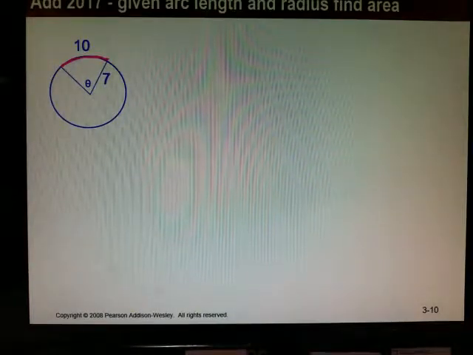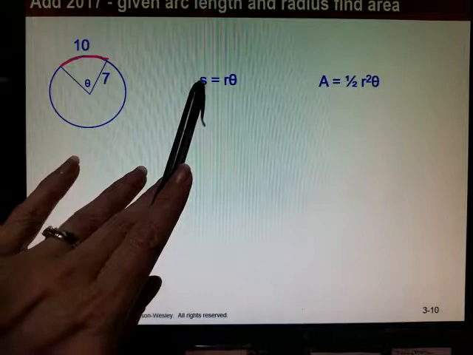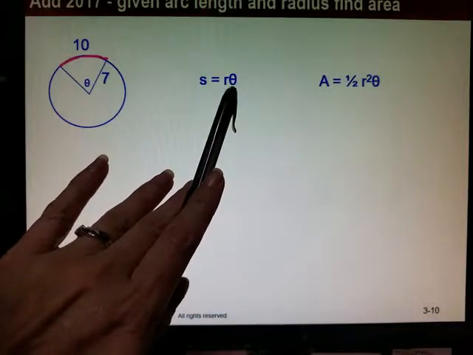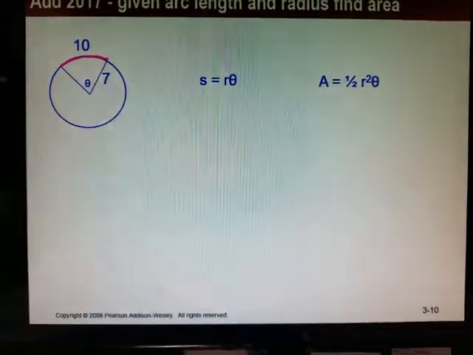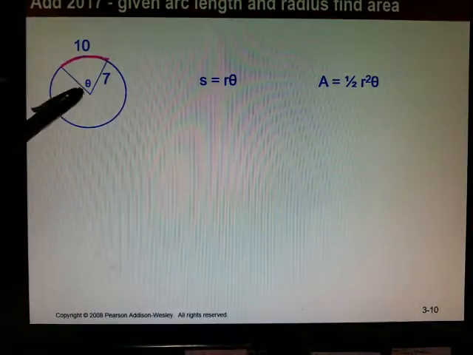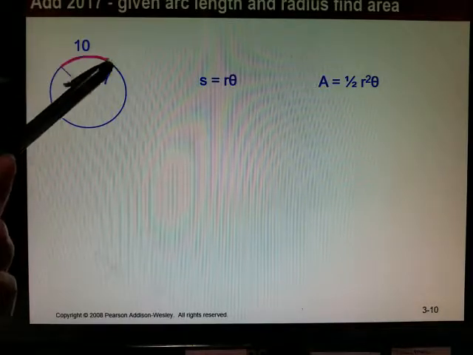All right, so this time we're given an arc length and we are asked to find the area. So these are the two formulas that we know. The arc length equals the radius times the angle in radians. The area is 1/2 of the radius squared times the angle in radians. We don't know the angle in radians. I do know the arc length S, and I do know the radius of 7.